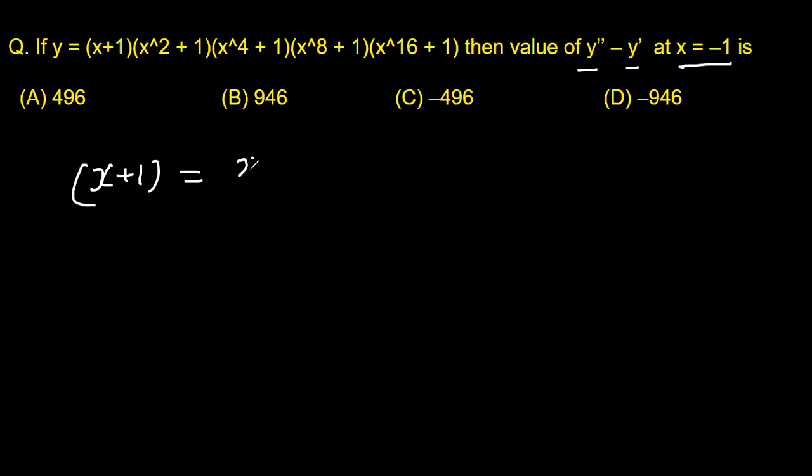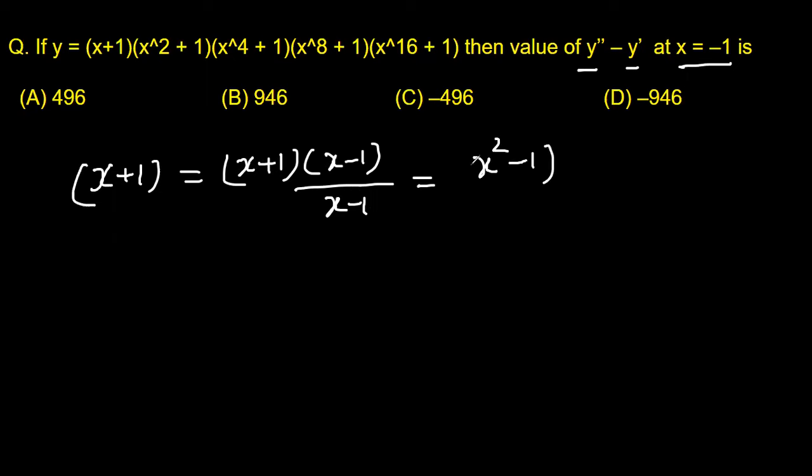x plus 1 is the same as x plus 1, and we multiply and divide by x minus 1. And this will be a plus b, a minus b, which is a square minus b square. So x square minus 1 divided by x minus 1. So the first factor, x plus 1, can be written like this.